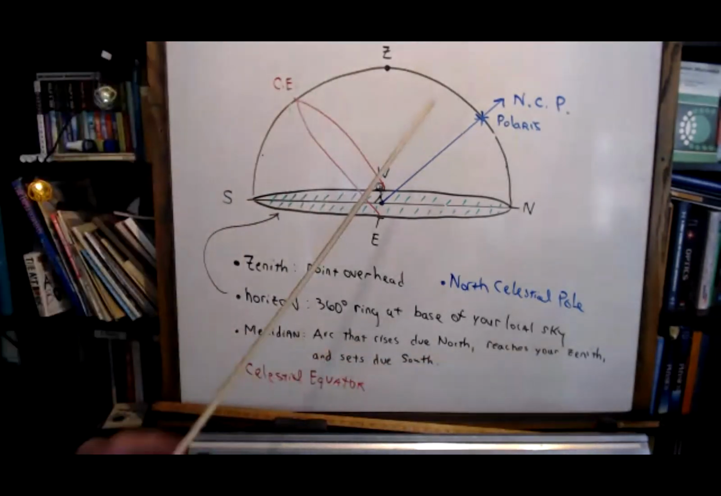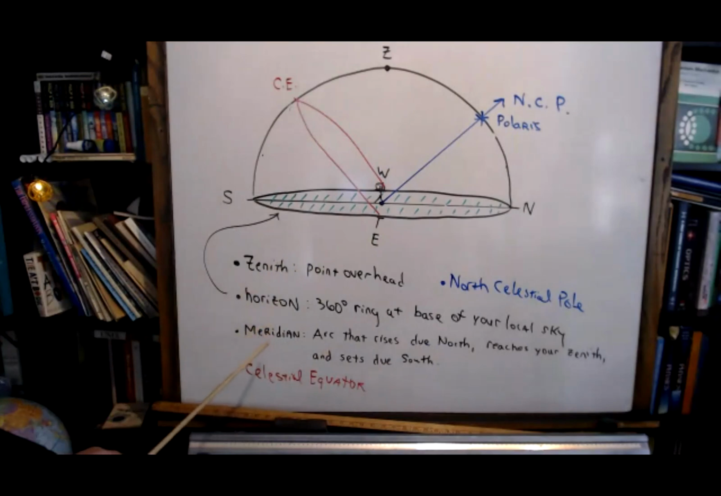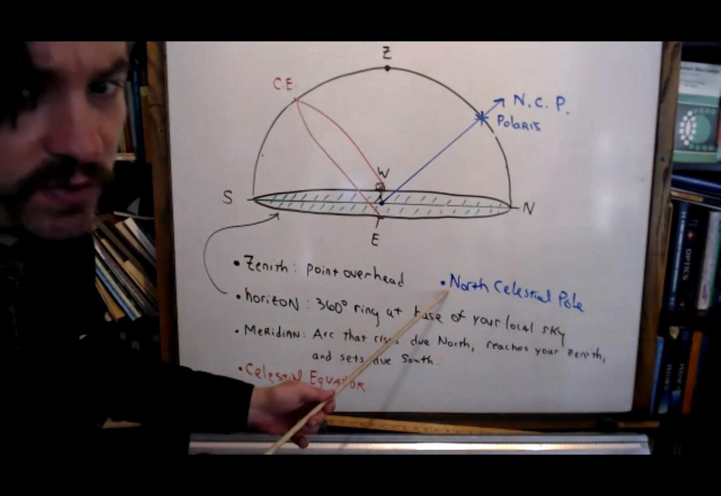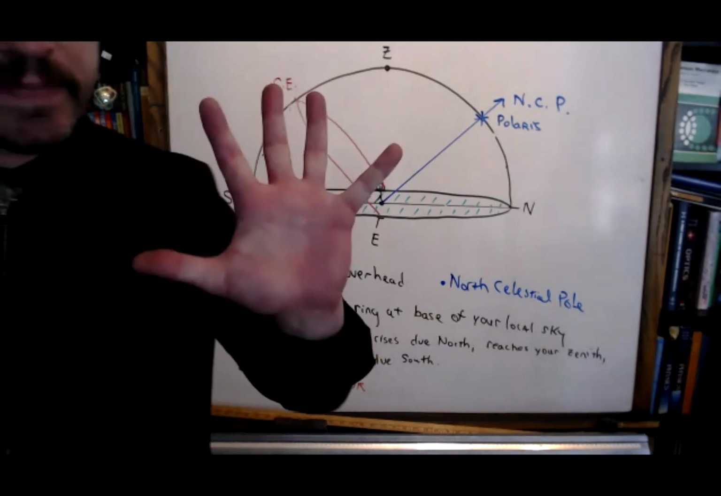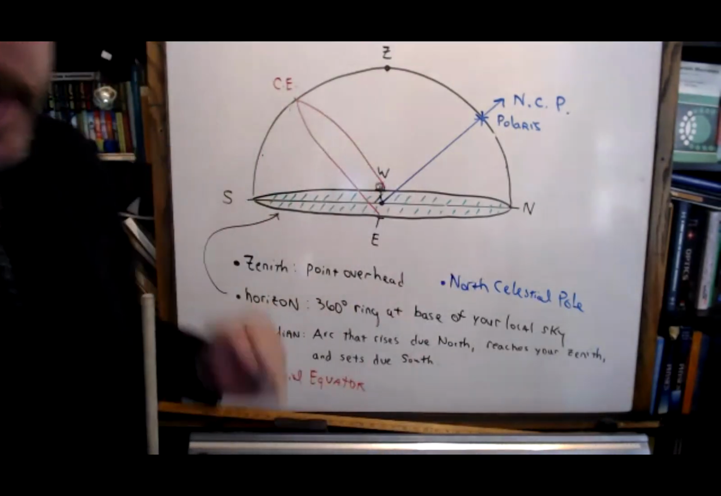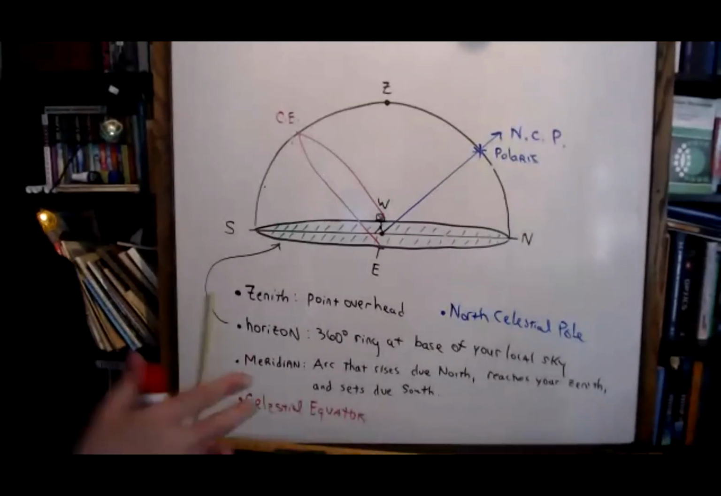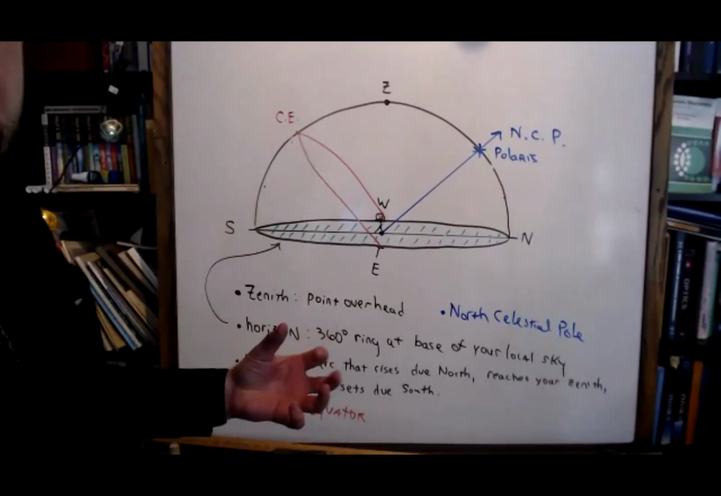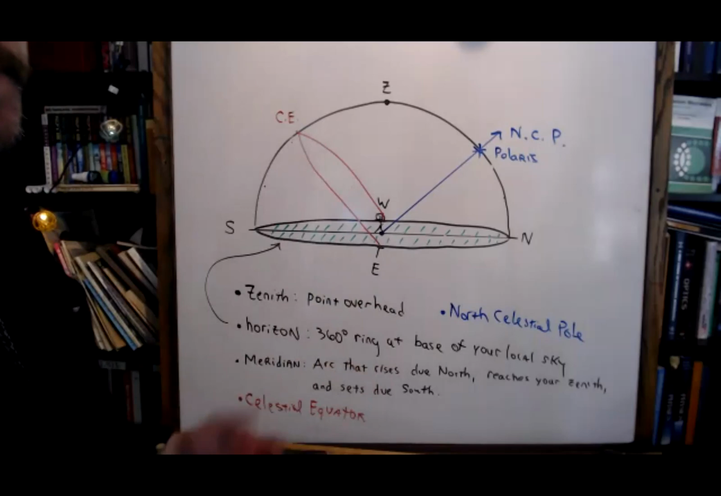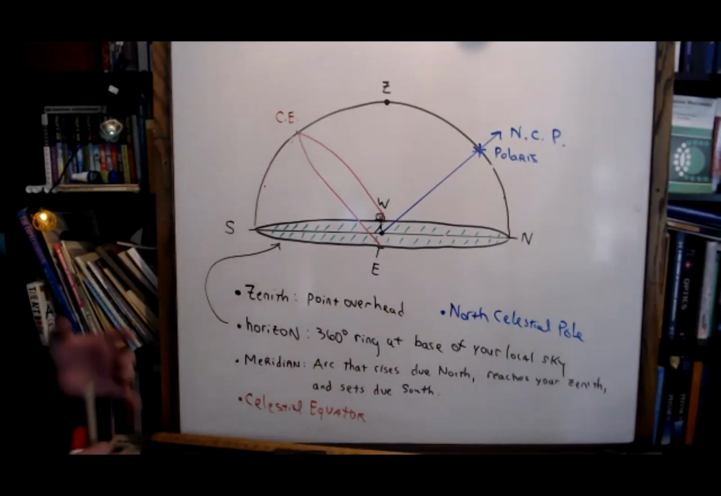Taken together, the zenith, the horizon, the meridian, the north celestial pole, and the celestial equator make up the 5 fundamental positions of your local sky. And these are new vocabulary words that I am going to employ to describe how stars move through our local sky. You need to be familiar with these 5 terms.